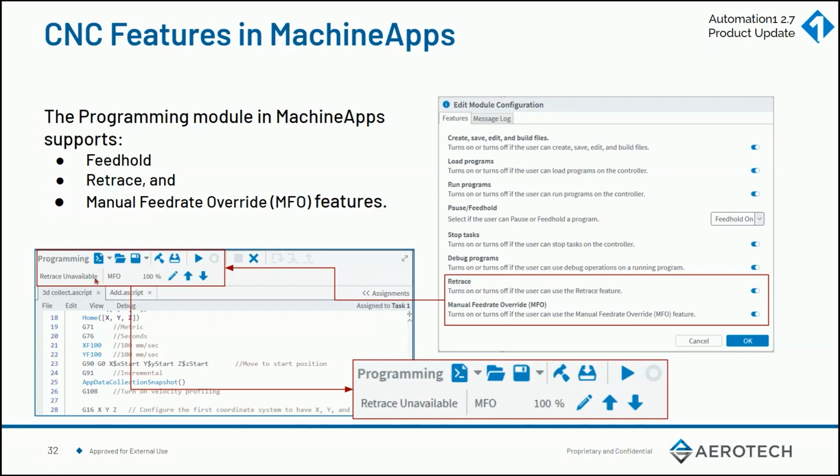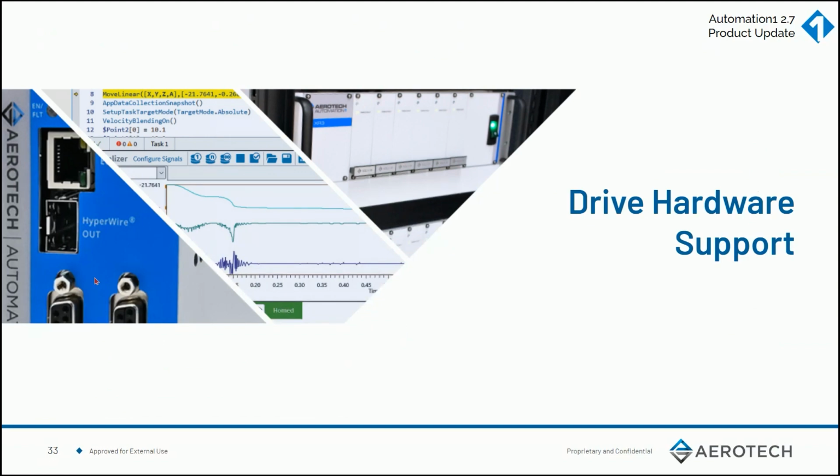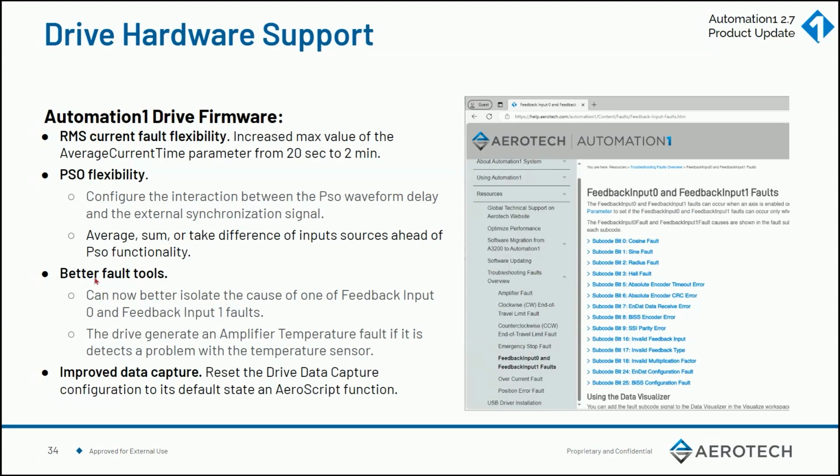Okay? Drive hardware support in 2.7. Let's talk about some of the firmware improvements we made. The first one, we did this because we get some situations where there's a special motor design and the average current time of 20 seconds is not long enough for the amount of RMS current that motor can withstand over, say, a longer period of time.